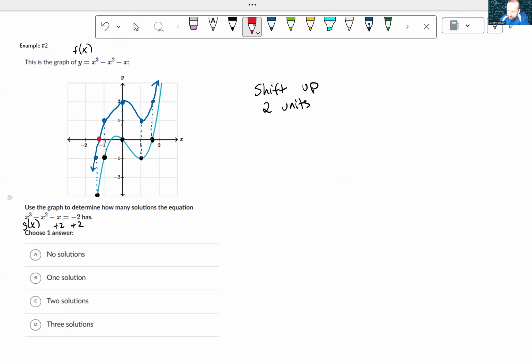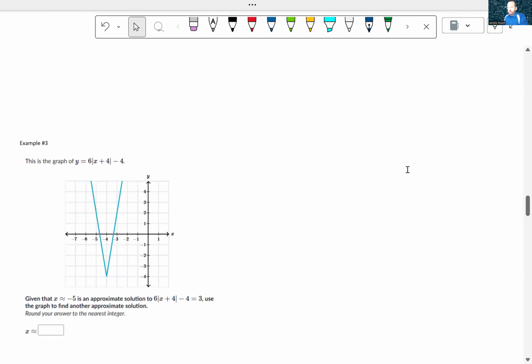Well, we just see one solution right there. If we had to estimate, maybe it's about -1.25, but it's just asking us how many solutions there are. So in this case, there's just going to be one solution. So there's one x-intercept.